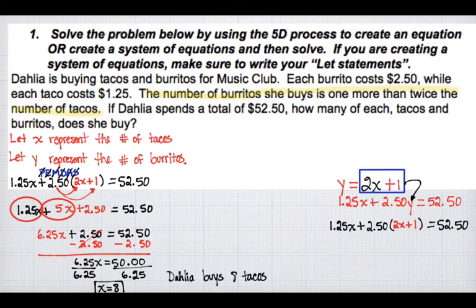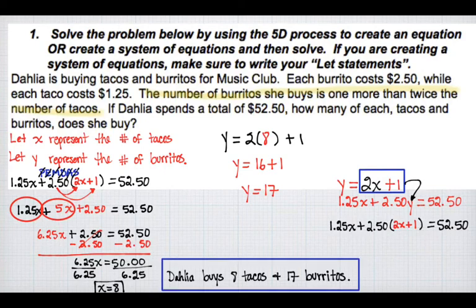So now I just have to figure out how many burritos. Well, remember that y represents the number of burritos, and y is 2x plus 1. So all I have to do is rewrite that equation, and now I'm going to go y equals 2 times whatever x is plus 1. But instead of x right here, I actually know what x is. X equals 8 tacos. So I'm going to plug that 8 right there. 2 times 8 is 16, so y equals 16 plus 1. 16 plus 1 is 17, so y equals 17. That means that Dalia buys 8 tacos and 17 burritos. So let me state that.